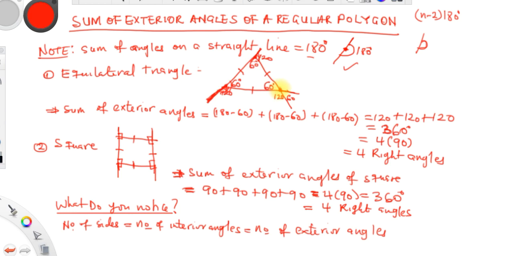If this angle is the interior angle, which is 60, then if I extend this, the exterior angle will be 120, because this exterior angle plus this interior angle will have to give me 180 degrees. Okay, yes.